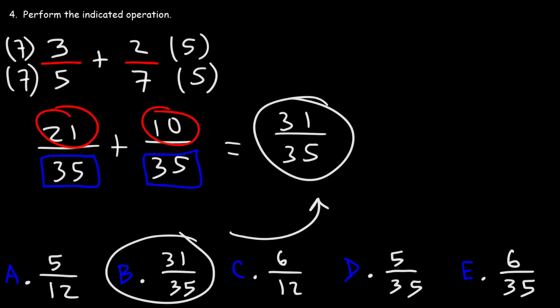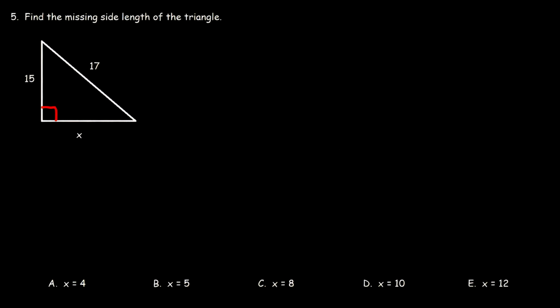It's 31 over 35. So that's how we can add or even subtract two fractions. It's by finding the common denominator and then adding or subtracting the numerators. By the way, for each of these problems, I recommend that you pause the video and try each problem yourself. And then once you finish working on it, play the video to see if you have the right answer.